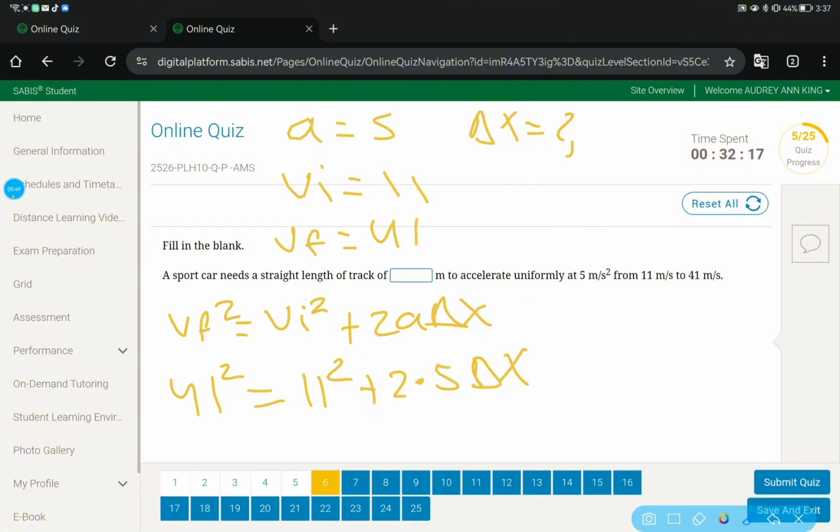Okay, sorry, I accidentally said time, it was acceleration. So, you take the 11 squared to the other side. So, you get 41 squared minus 11 squared. So, you get 1560 and divide that by 10. So, you're gonna get your answer, which is 156.